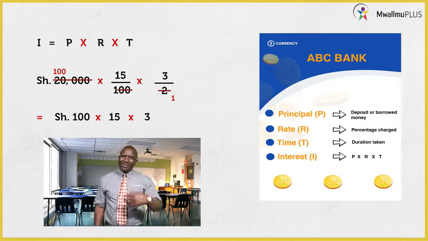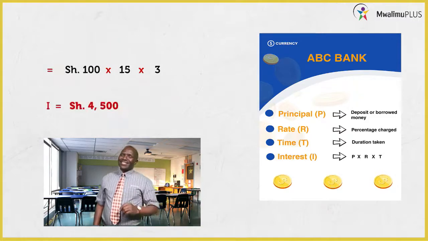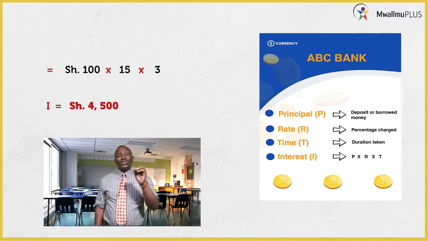Of course, we are dealing with money here now. How much do you get? Okay. Did you get 4,500 shillings? And of course, that becomes your interest now, right? That becomes your interest.